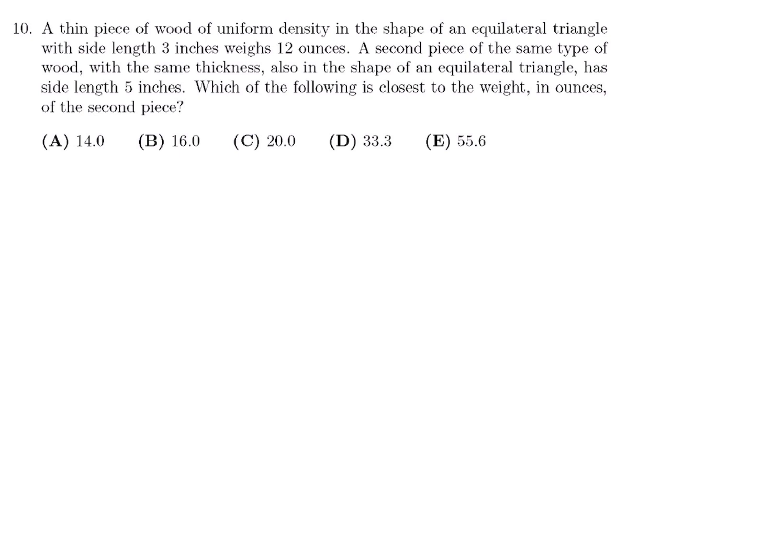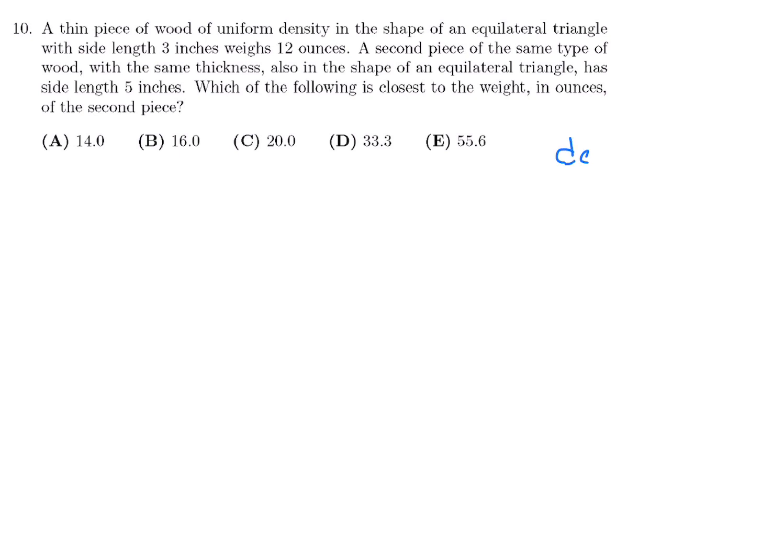A thin piece of wood of uniform density in the shape of an equilateral triangle with side length 3 inches weighs 12 ounces. A second piece of the same type of wood with the same thickness, also in the shape of an equilateral triangle, has side length 5 inches. Which of the following is closest to the weight in ounces of the second piece?